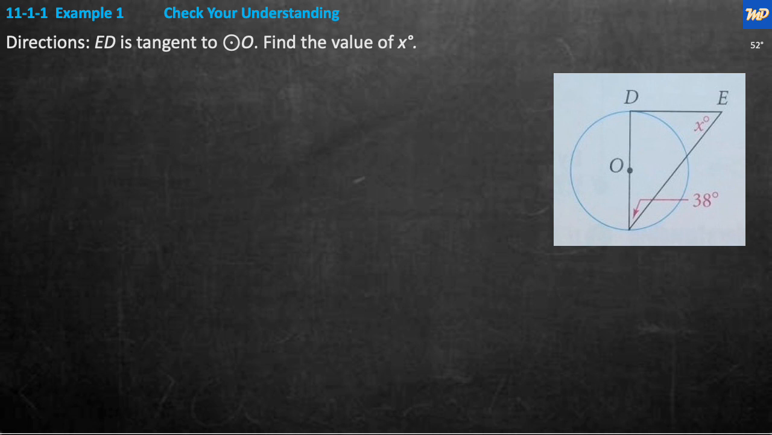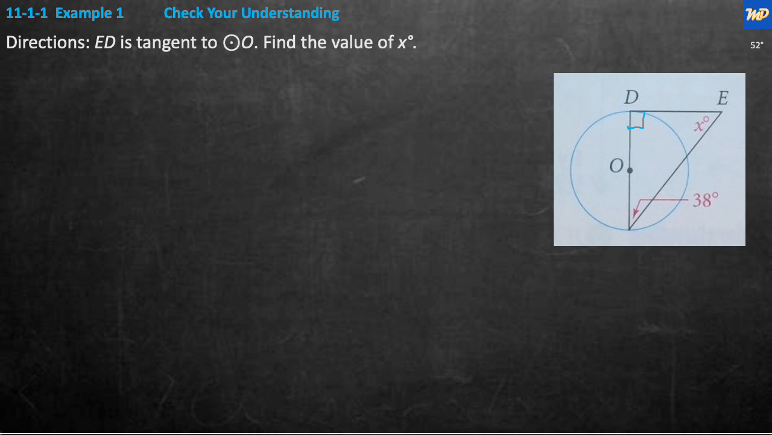So what does it say? It says that ED is tangent to circle O. Find the value in degrees of X. Well, from Theorem 11-1, we just talked about that a tangent and a radius extending from the center of the circle out to the point of tangency forms a right angle. They're perpendicular. Well, if they're perpendicular, then the right angle's right here. Right here, ODE is the right angle. Then that means this is a right triangle.